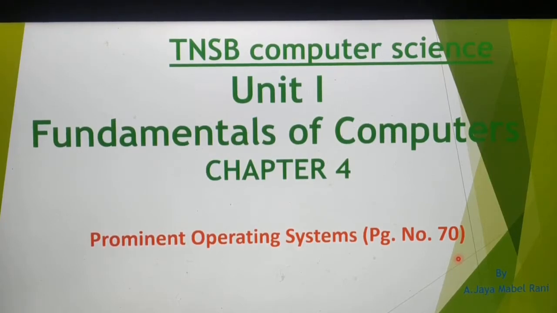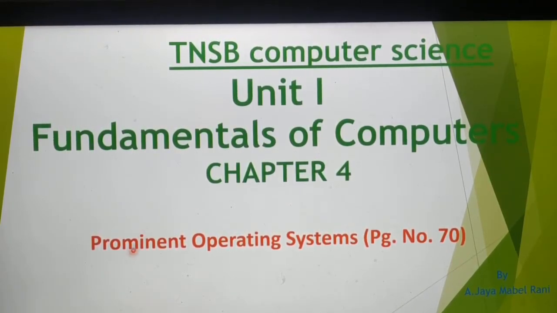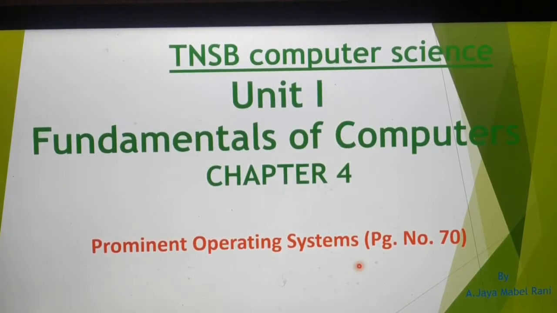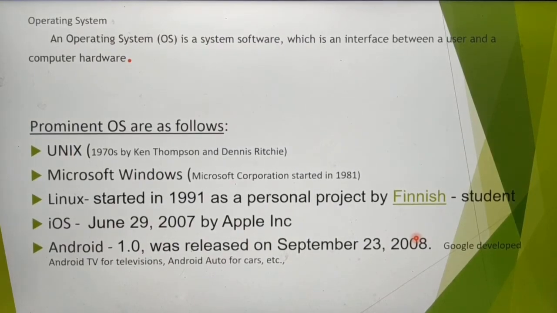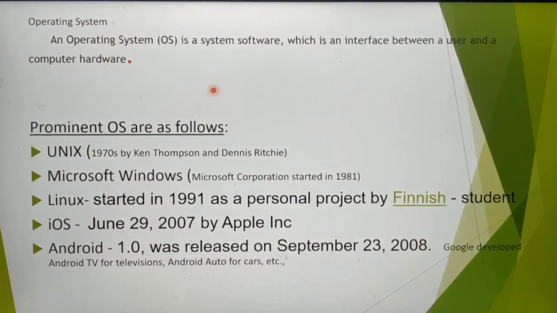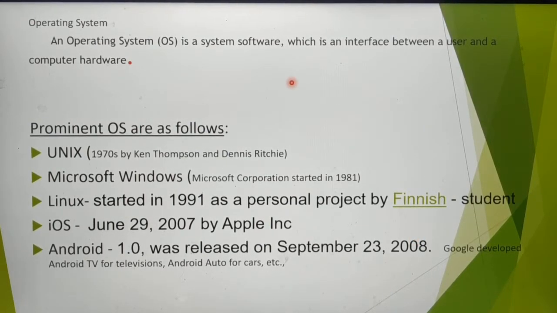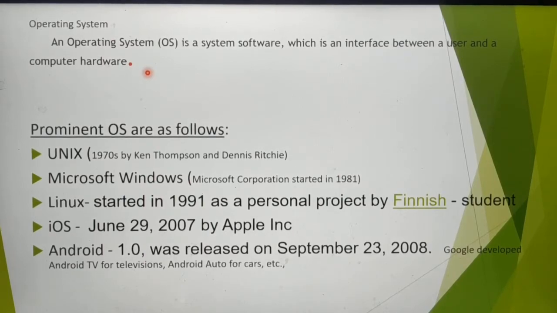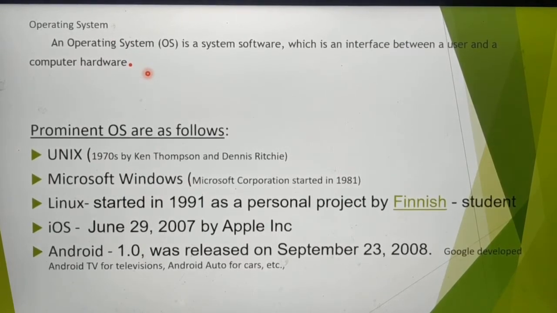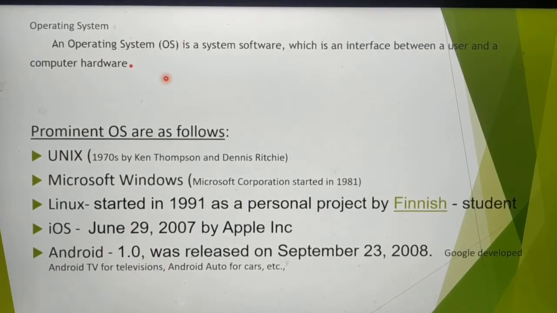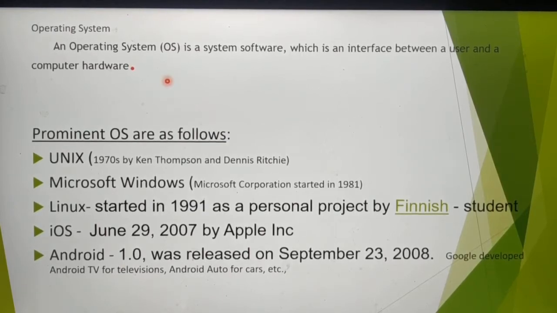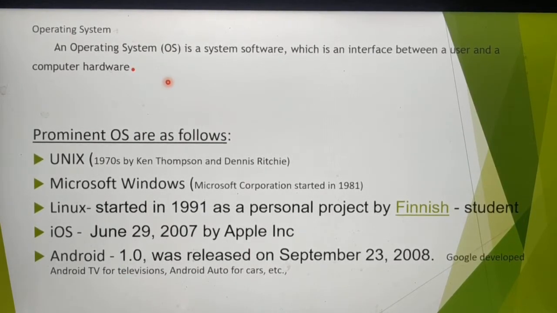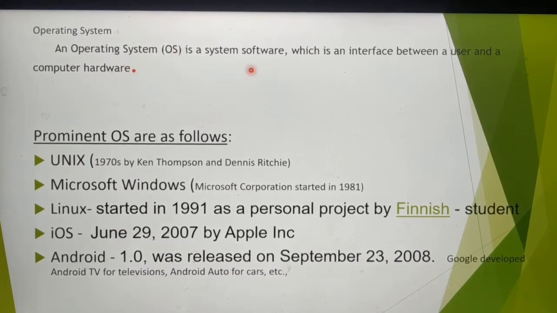My dear children, in this video we are going to see about prominent operating systems, which is given in page number 70 in our 11th standard computer science textbook. Let's see what is an operating system. An operating system is an interface between user and computer hardware components. If the user wants to interact with the computer hardware components, we need an operating system. Operating system acts as an interface between user and computer hardware components. This operating system is a system software.